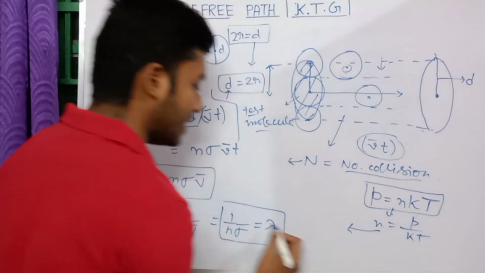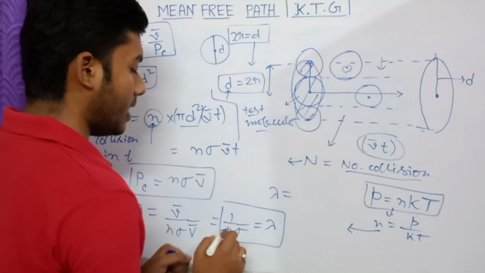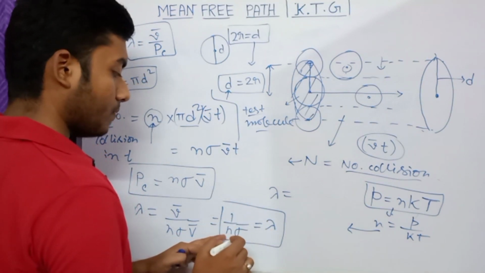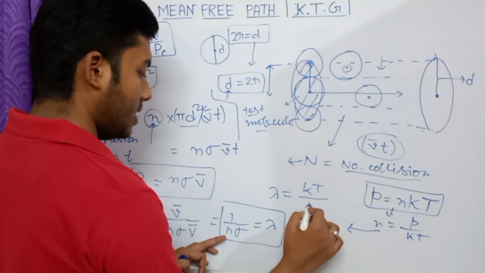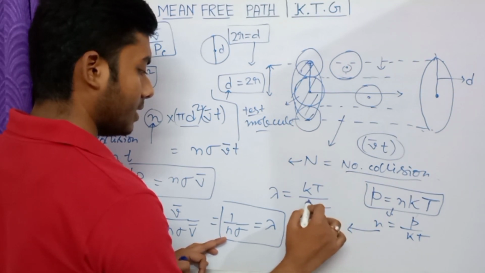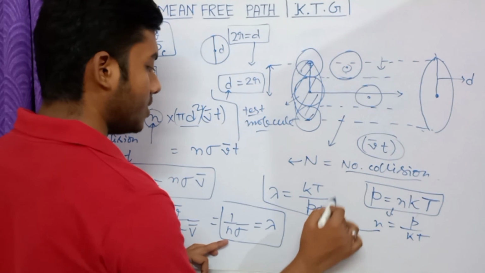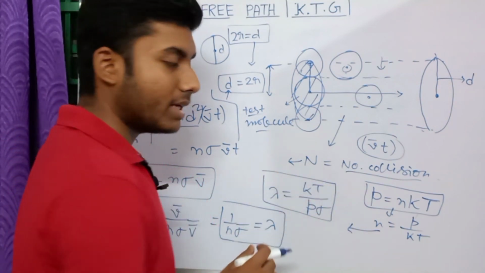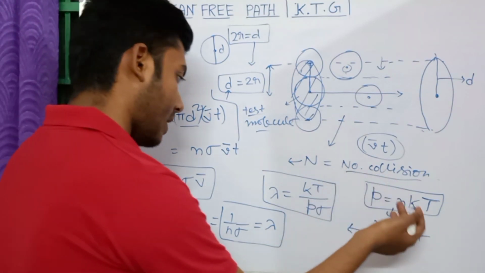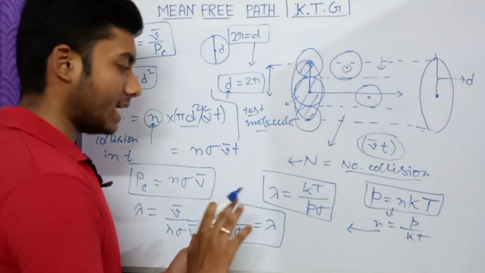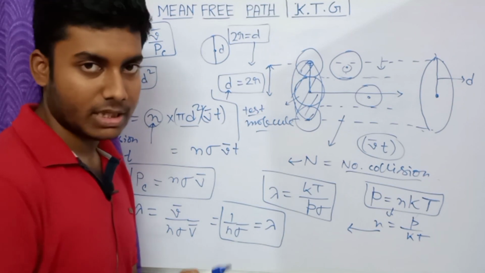If we put this here, lambda will be equal to kT divided by P into sigma, where T is the temperature, k is the Boltzmann constant, sigma is the collision cross section I have discussed, and P is the pressure.